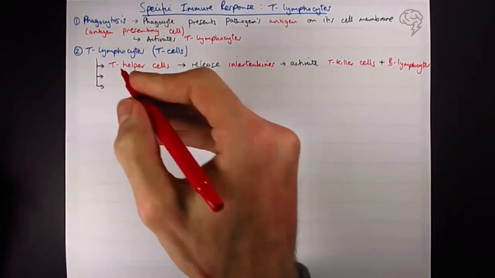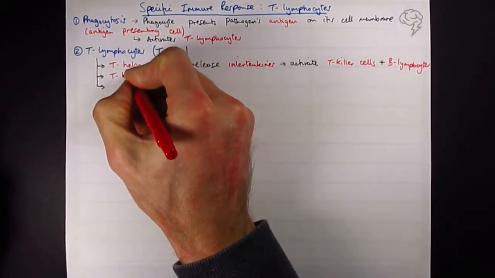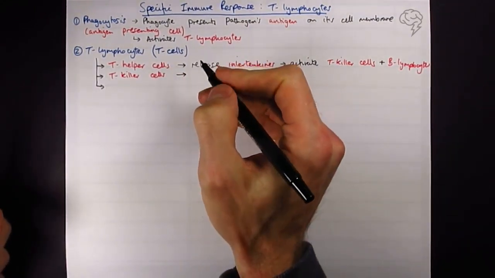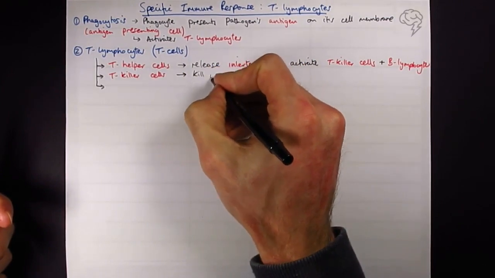Okay, then we have T killer cells. I just mentioned them. So these are going to go into cell-to-cell combat, sometimes called the cellular response. They're going to kill pathogens.